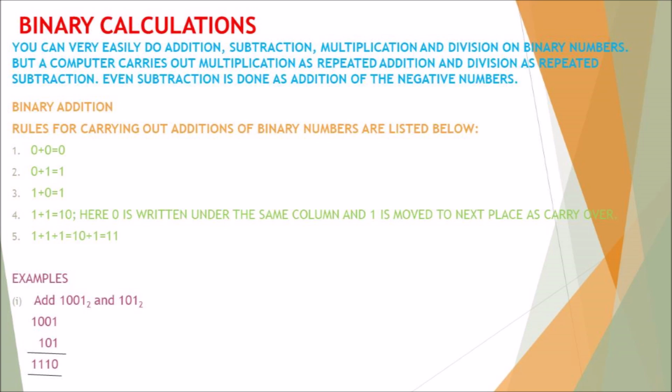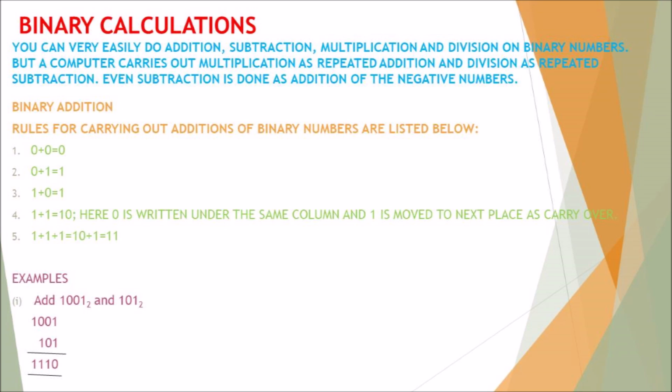So even subtraction is done as an addition for the negative numbers in the binary method. First, we will see about binary addition. There are some rules to be followed while doing binary addition. These 5 rules must be kept in mind. First, 0 plus 0 is 0, 0 plus 1 is 1, and 1 plus 0 is 1.